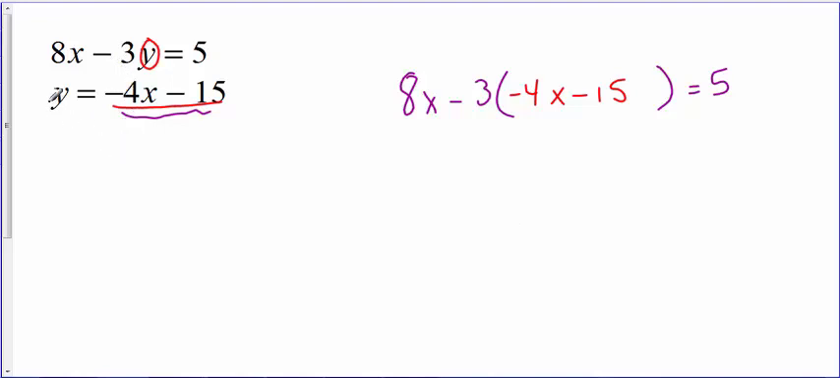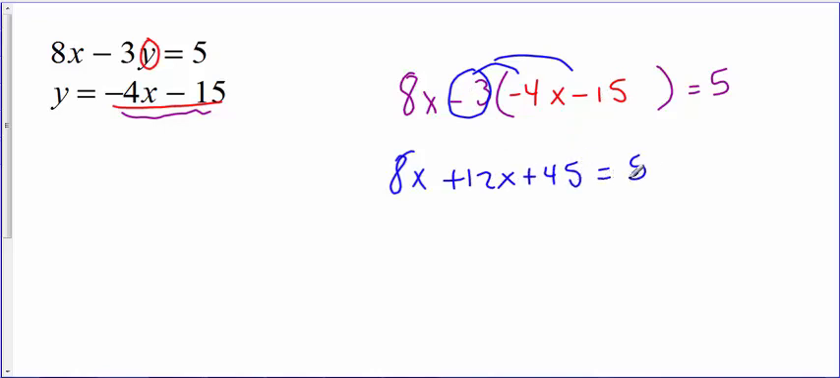We are getting an equation with a variable equal to the rest of it, and that variable has a coefficient of 1. Now, in solving this, we will have 8x. This is a negative 3, which we will distribute through. So that's negative 3 times negative 4x, which is positive 12x. Negative 3 times negative 15, which is positive 45, equals 5.